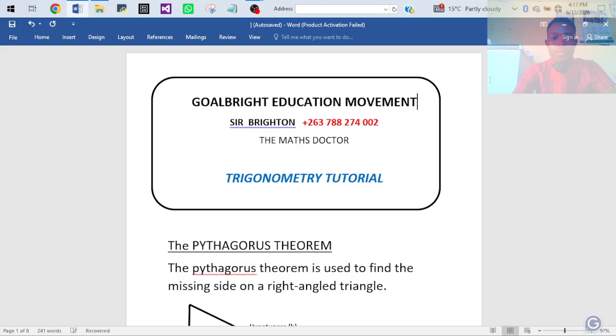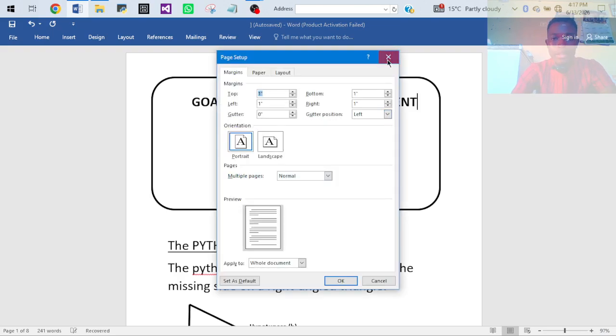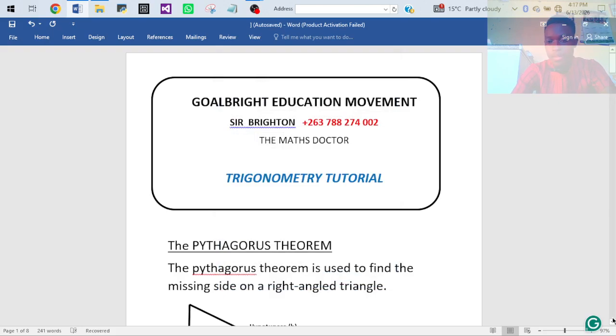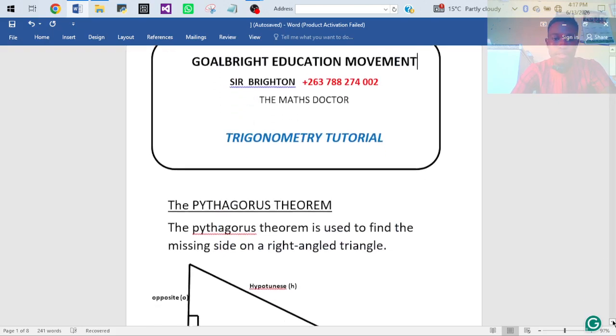Okay, guys. So in this tutorial, I'm going to look at the triangle concept, including the cosine rule, the sine rule, the Pythagoras theorem, and the trig ratios. So let's follow this video for those chapters. Here, we're going to start with Pythagoras theorem.